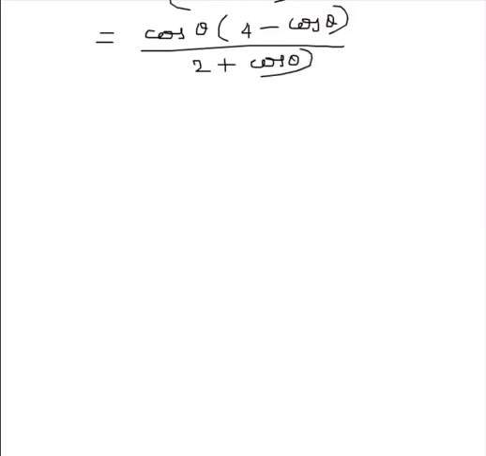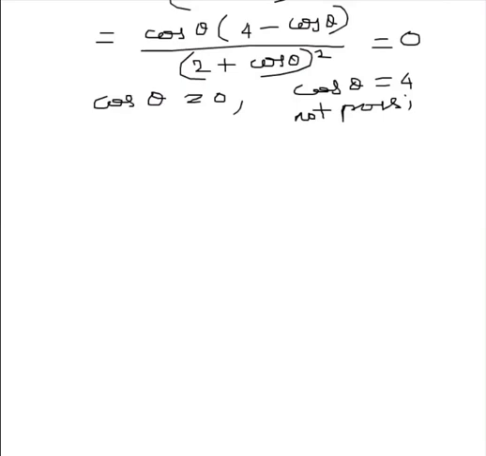I can take cos theta out. 2 plus cos theta the whole square. Now a complete factorization I have done. I have to equate it to 0. Cos theta equal to 0 is one solution. Cos theta equal to 4 is the other solution. This is not possible. I have told you, whenever you write not possible, you have to write the reason. The reason here is cos theta lies between minus 1 and plus 1. Never it takes the value 4.